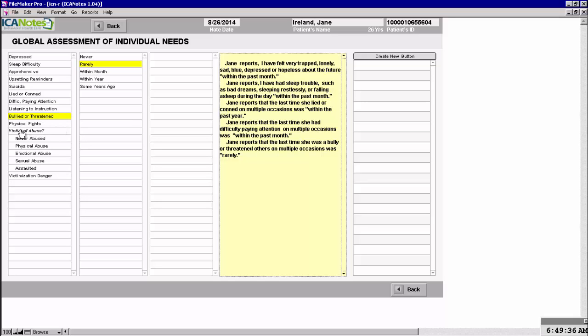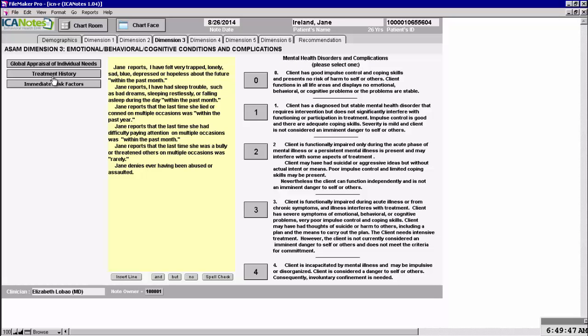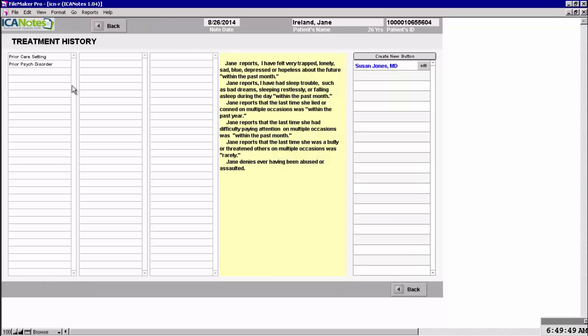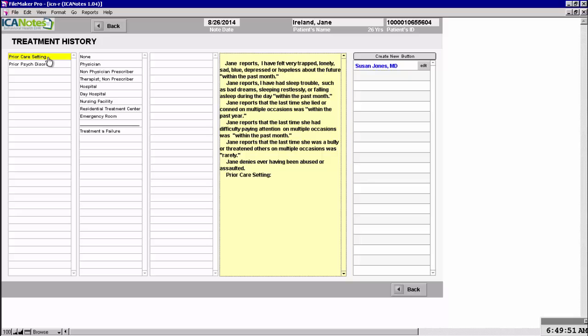Either physical fights. Is this patient a victim of abuse? And I'm going to say has never been abused. You can talk about victimization danger if you need to. Okay, let's look at treatment history. Under Dimension 3, prior care setting. This is pretty straightforward. You can put down the name of the physician if you need to.